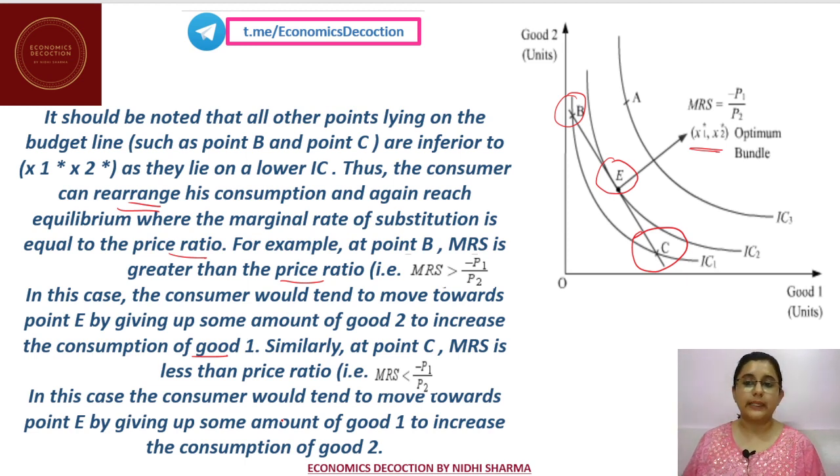And thus, by doing such rearrangements, the consumer moves from point B and from point C towards the consumer equilibrium point E, and the optimal bundle is x1 star and x2 star, where at the equilibrium point MRS is equal to the price ratio.